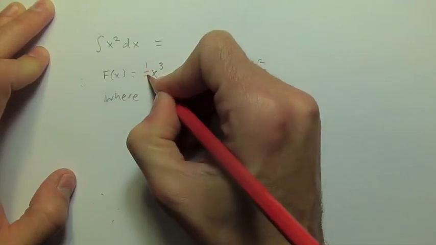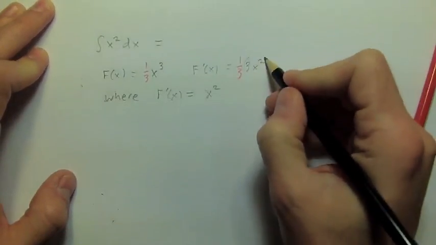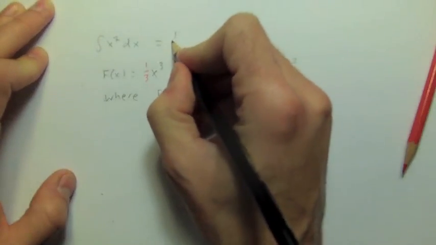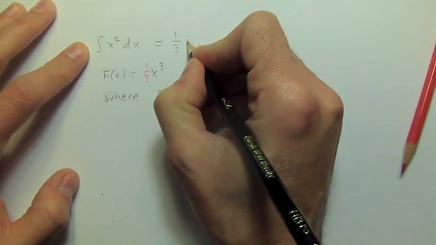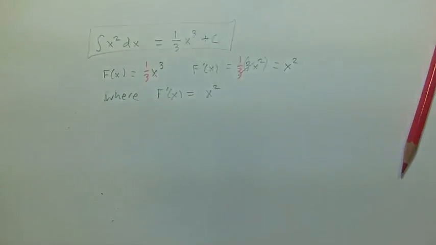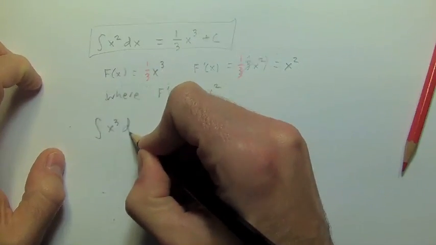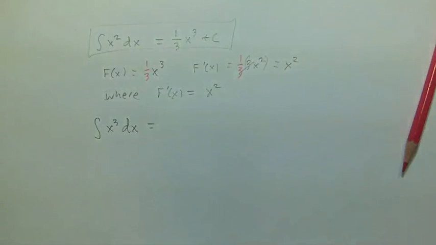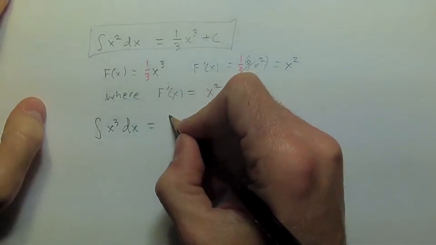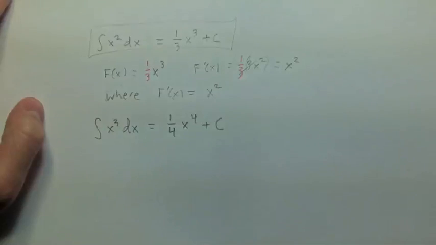And the answer is, of course, 1/3. So if we throw in a 1/3, that cancels, and we get x squared. All right, so the antiderivative of x squared is going to be 1/3 x cubed plus c. And there we go. What about the antiderivative of x cubed? What do you think? Well, if we follow the same pattern, you might think it's probably 1/4 x to the 4th plus c. And if you thought that, you'd be correct.